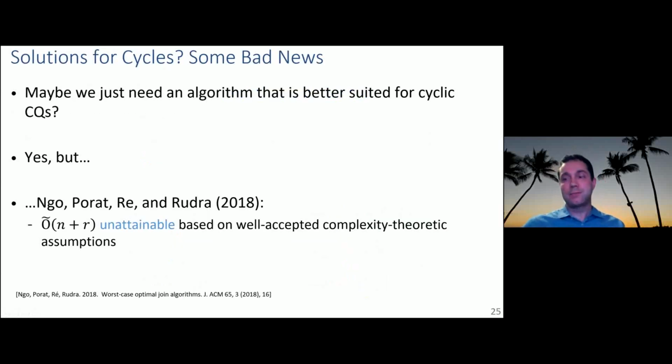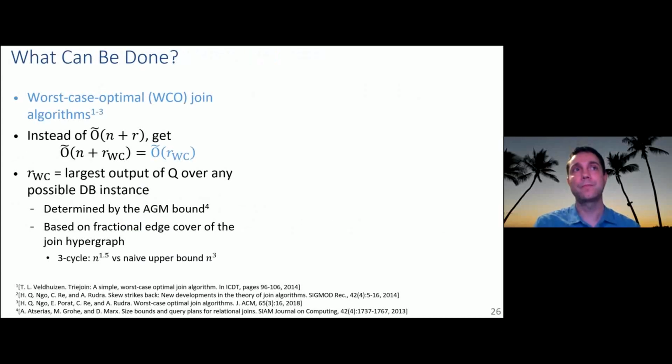So now the question is, maybe it's just a problem of the Yannakakis algorithm, right? Maybe we just need a better algorithm. And in some sense, that's true. But it turns out, as Ngo, Porat, Ré, and Rudra have shown recently, in general, it is not possible to meet that lower bound of n plus r unless some well-accepted complexity theoretic assumptions do not hold. So pretty much it is believed that it is not possible to reach that n plus r lower bound for cyclic queries, general cyclic queries. So what can we do?